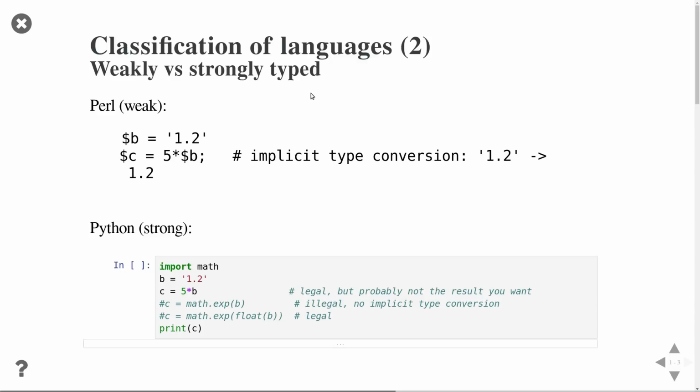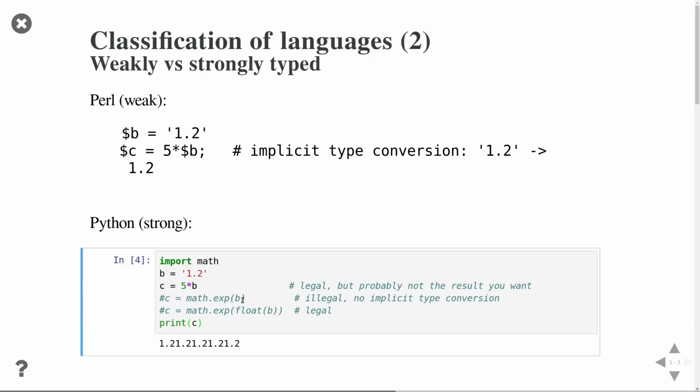Python is strongly typed, meaning that an object or a variable has a type, and it will always operate on that type. It won't just change magically. Here's an example. In Python, you can do b equals "1.2", and then you can write c equals 5 times b. But the result is not going to be 6. It's going to be something else. We can try this out. The result looks like this.